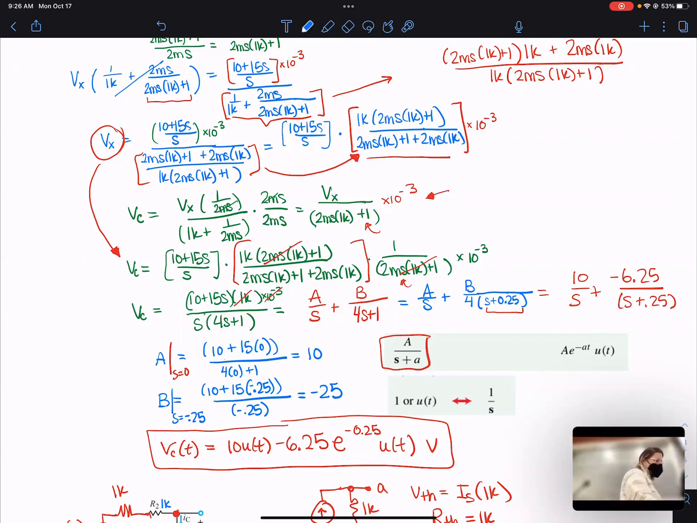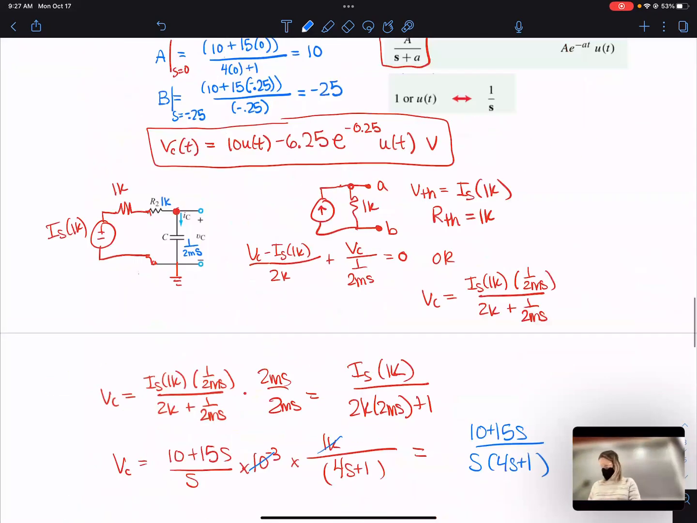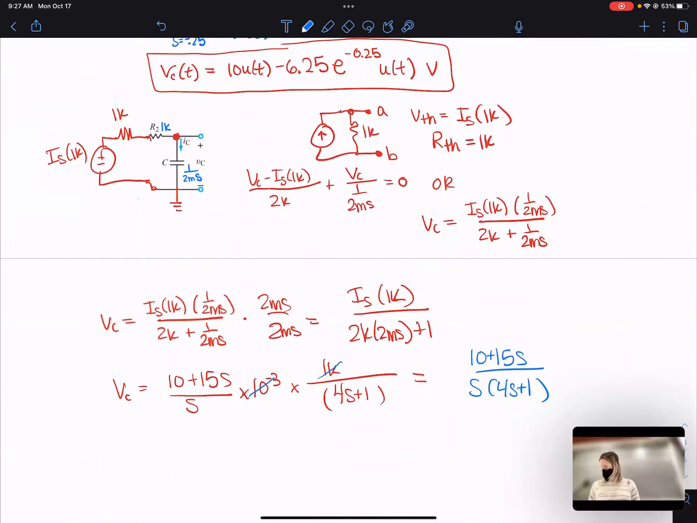I could do Vx minus Vc over 1K, but then I have to write another equation for Vc, which adds another unknown. But I can note that this is all one branch. So Vc over the summation of them. Okay, gotcha. All right, does that make sense? Yeah. All right, go back now.